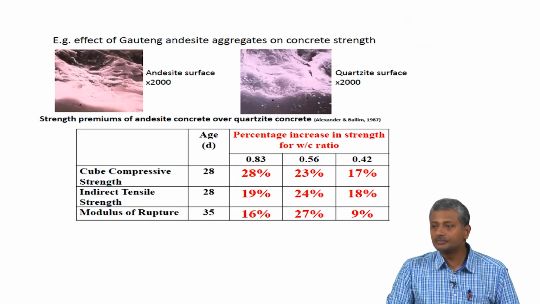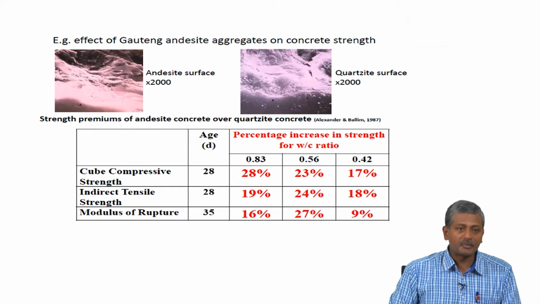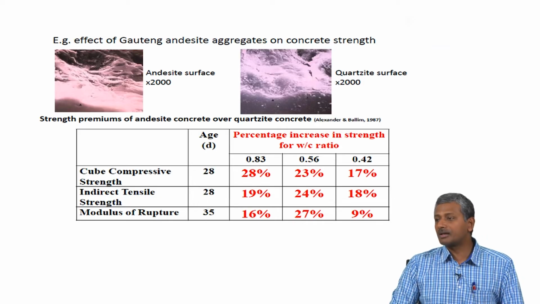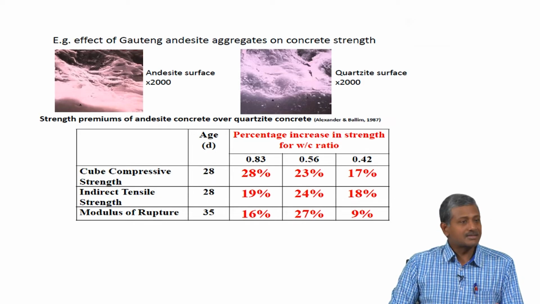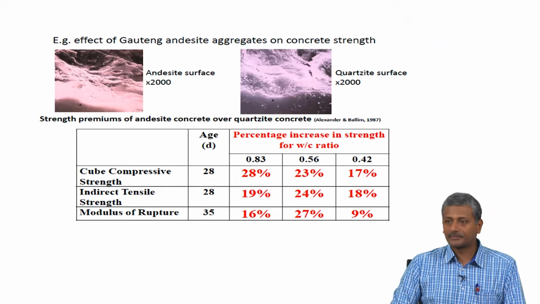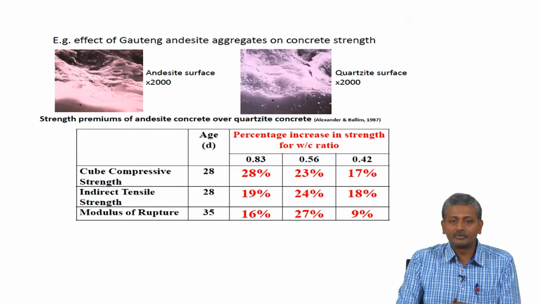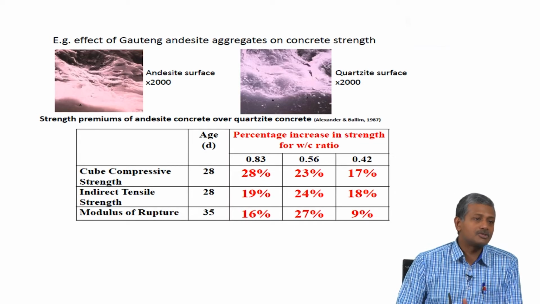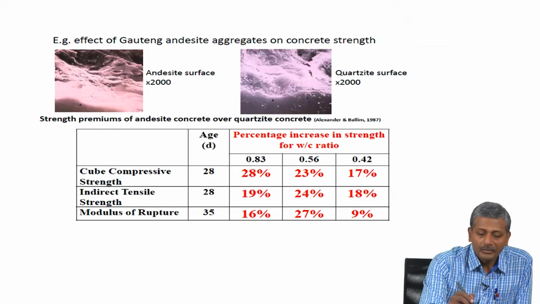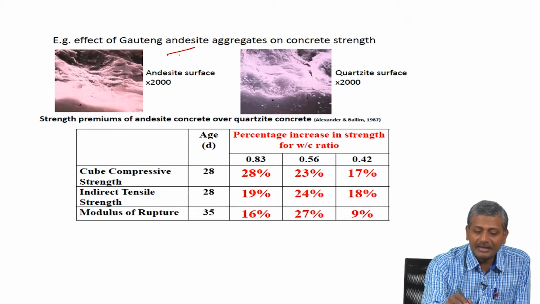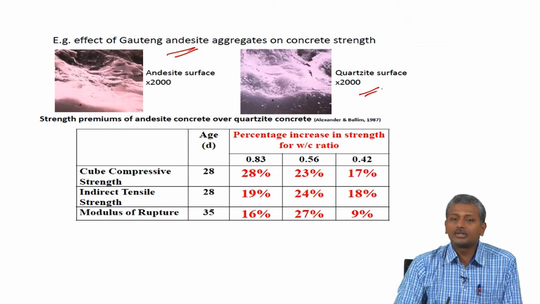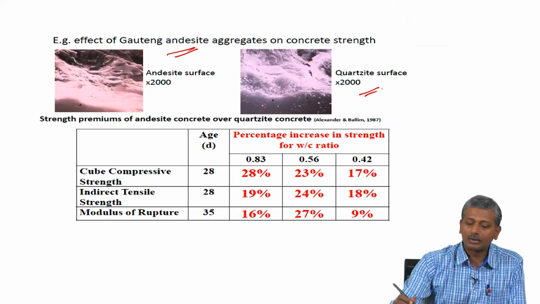Now this is an example which has been produced by Professor Mark Alexander about the effect of different types of aggregate on concrete strength, and this is the result that led him to work a lot more on understanding the role of the ITZ. This was one of the first studies that he did, exploring the andesite aggregate and also quartzite aggregates in a region in northern South Africa called Gauteng.